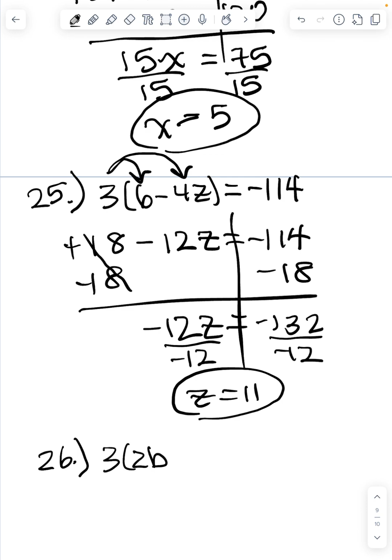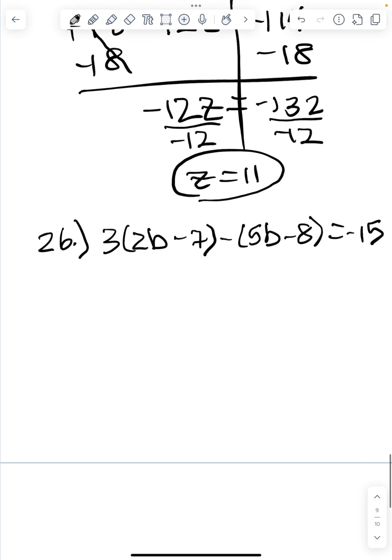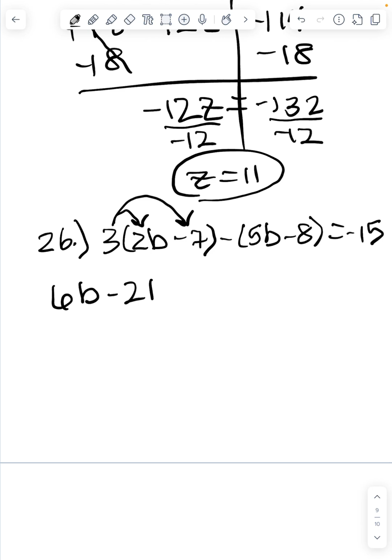Last one, number 26. 3 times the quantity 2b minus 7 minus the quantity 5b minus 8 equals negative 15. This is a nice big long one. Okay, we're going to distribute the 3 to the first set of parentheses. That's going to get me 6b minus 21. And then this minus needs to also be distributed to the parentheses. So it's going to end up being minus 5b plus 8.